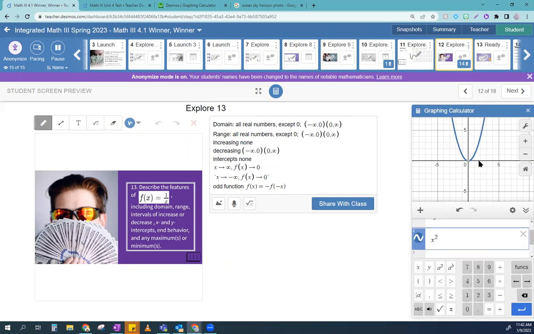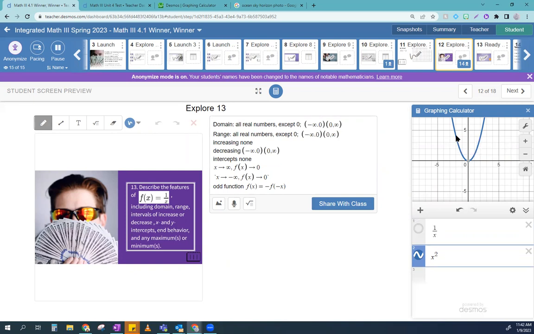If I plug in 2, I get positive 4. And if I plug in negative 2, I get positive 4. That's not opposite; those are the same. So this would be considered an even function. Does that make sense? So just a little definition. I think you were supposed to learn that a long time ago, but not a big deal that you don't remember. Okay, let me stop recording.